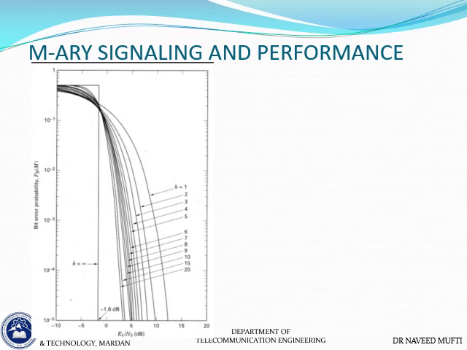When k is 2, that means every channel symbol or every modulation symbol is represented by 2 bits. So then we have 4 level modulation. When k is 3, we have 8 level modulation. When k is 4, we have 16 level modulation, and so on. So the modulation scheme is advancing as k is increasing.